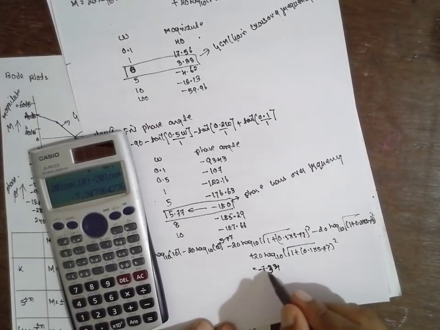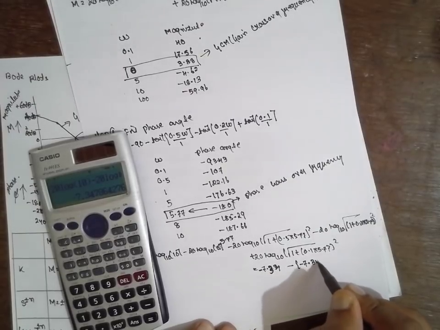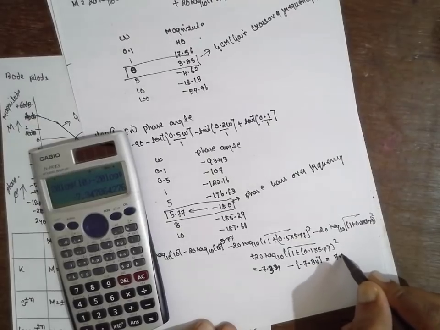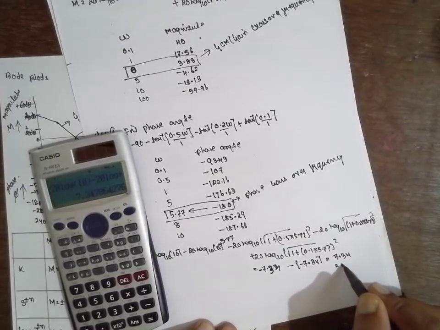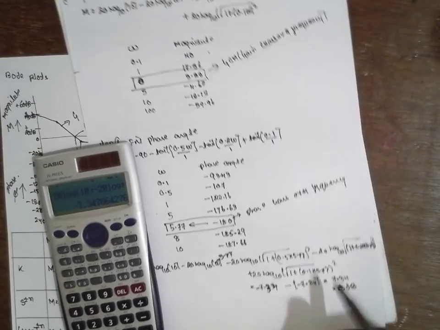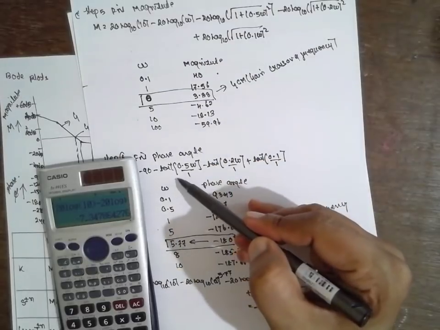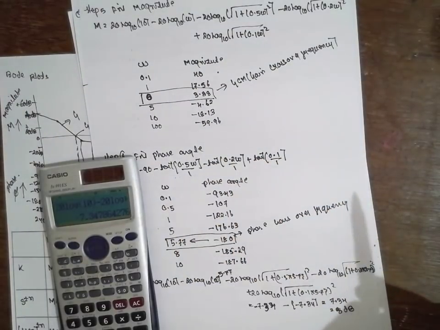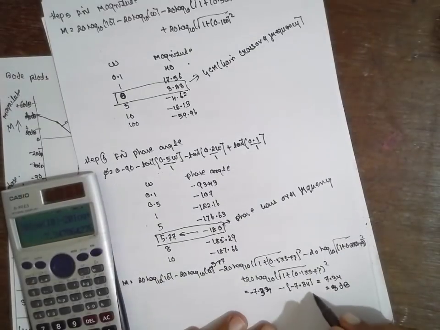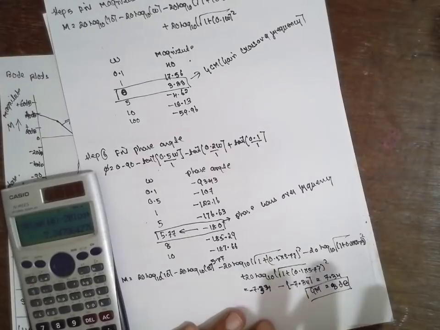If it is at the bottom, you have to consider minus of minus. Then this will be 7.34, approximately 8 dB. Now, whatever GM you got, substitute here in this one. This is for the GM value, obtained here without the graph.